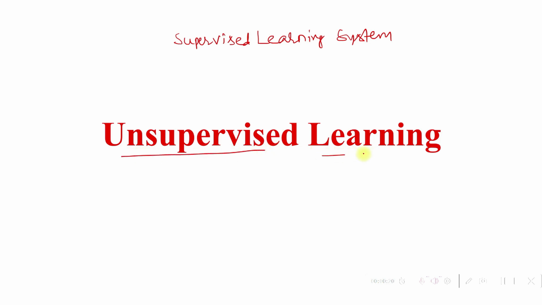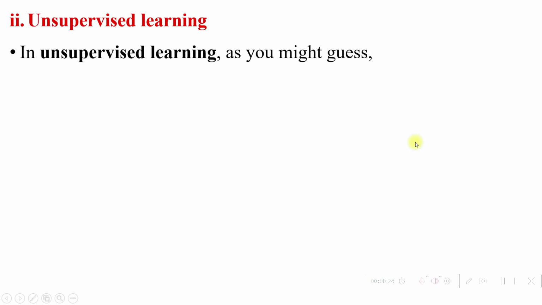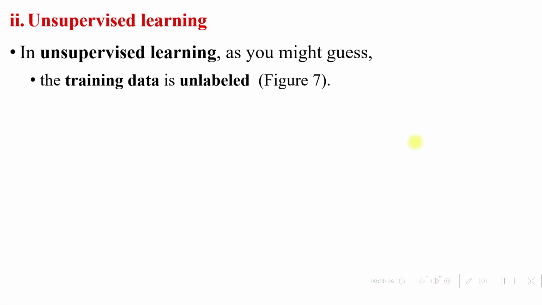We discussed supervised learning systems. In this video, we are going to see one type of unsupervised machine learning system. In an unsupervised learning system, the training data is unlabeled.